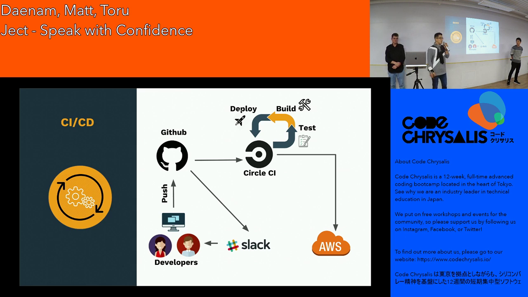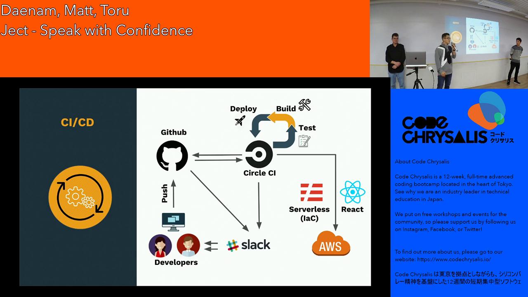When we deploy our app, we use Serverless technology for the back end, and we use React for the front-end side. And also after deployment, CircleCI will send the signal back to GitHub and Slack, and Slack will show what happened, and everything we can understand through Slack.